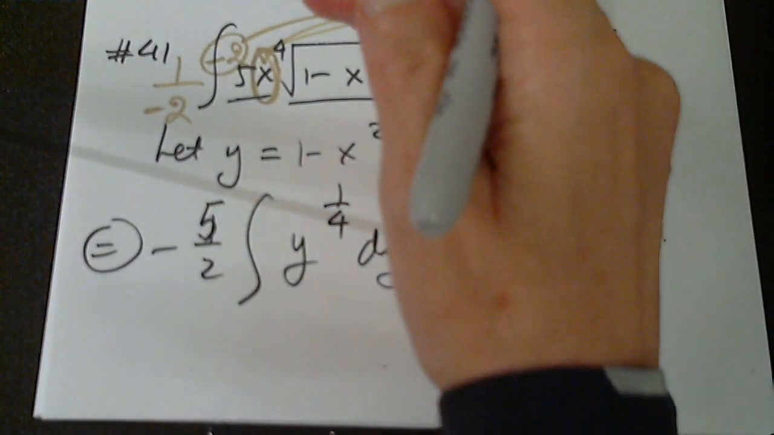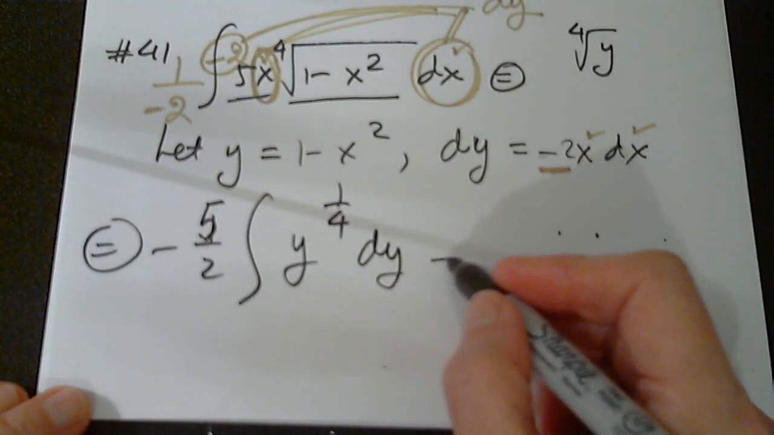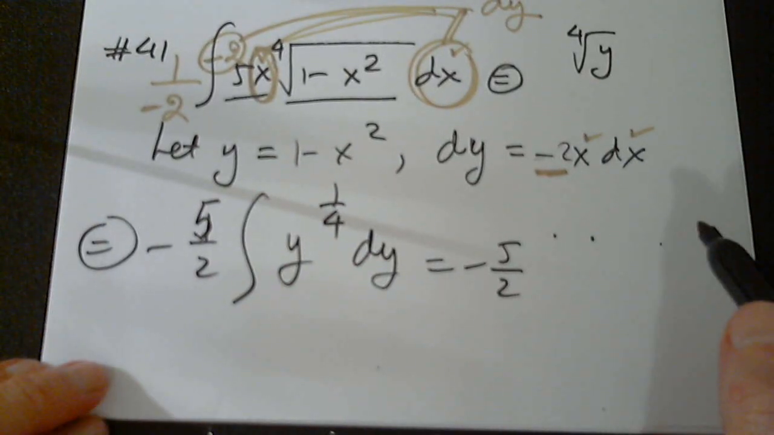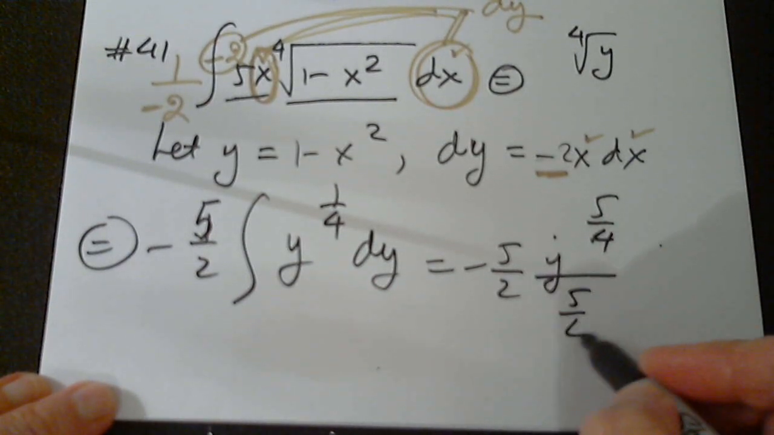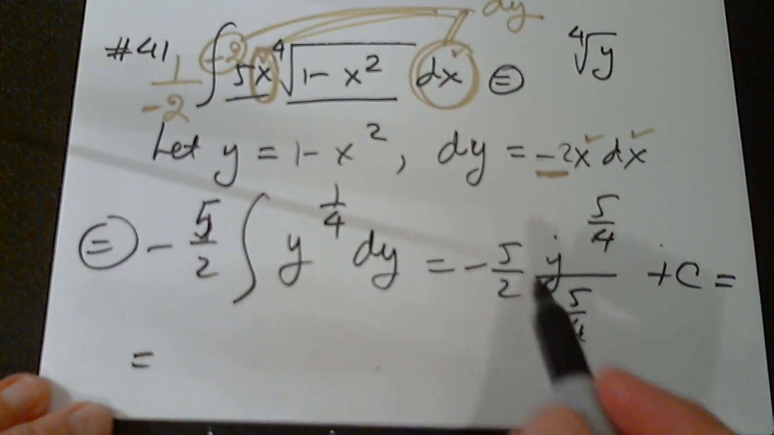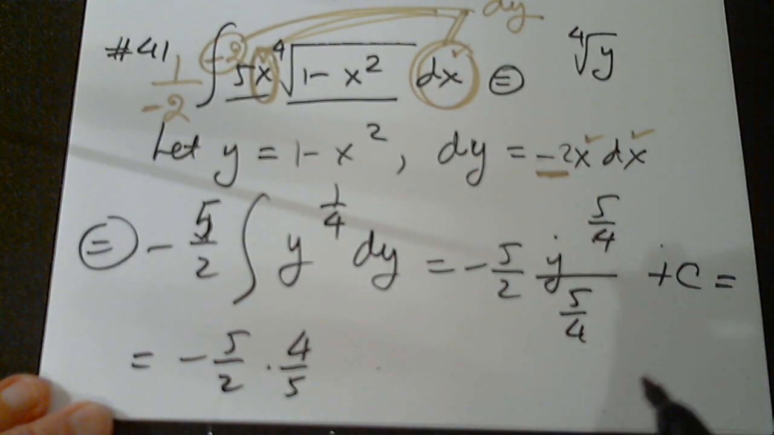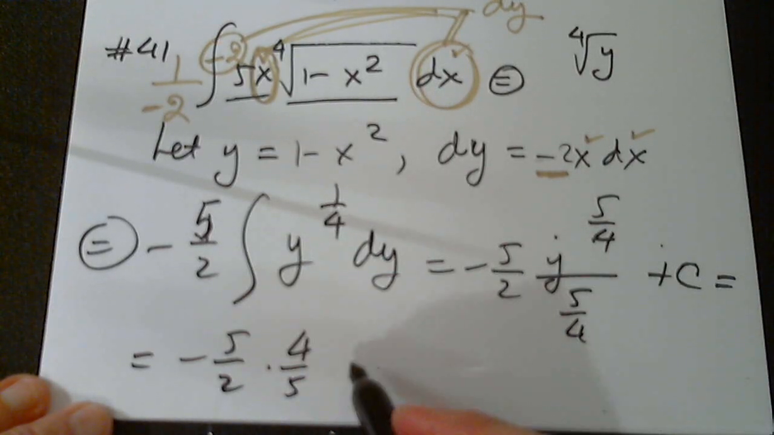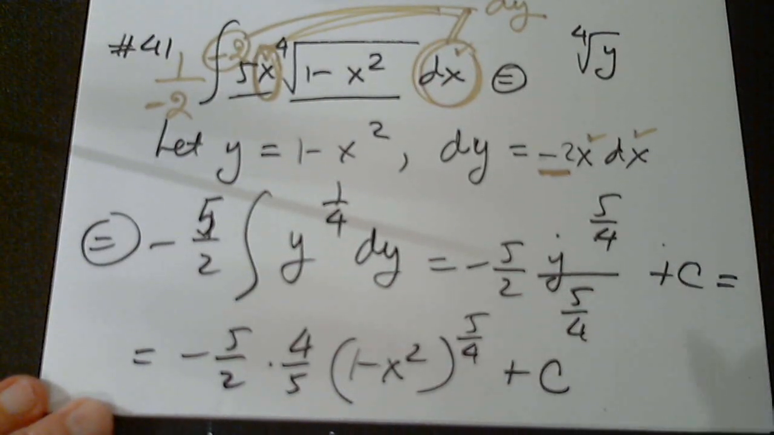Before we continue, do we understand the step from here? It's okay if you say no. I'll repeat the steps. Okay. You can always say no later on. So y to 1/4 plus 1, which is 5/4, over 5/4, plus a constant c. I copy negative 5/2. I flip 4 over 5. And for y, I have to go back to 1 minus x squared raised to 5/4 plus a constant c.